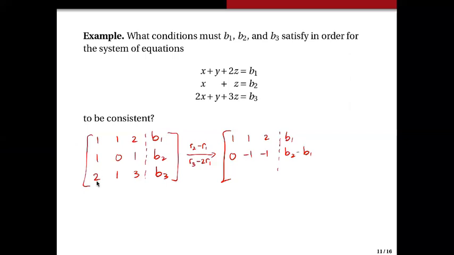Then for this, we have 2 minus 2 times 1, that's 0. 1 minus 2 times 1 here, that's negative 1. 3 minus 2 times 2, that's still negative 1. And then we have here B3 minus 2B1.